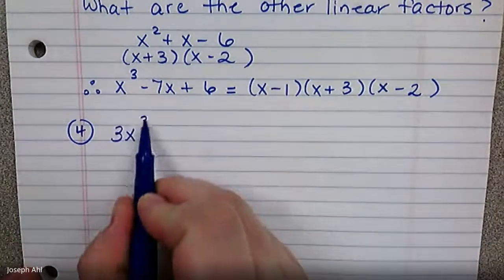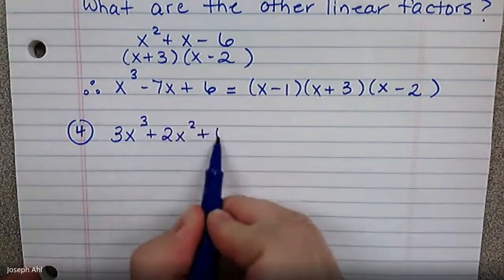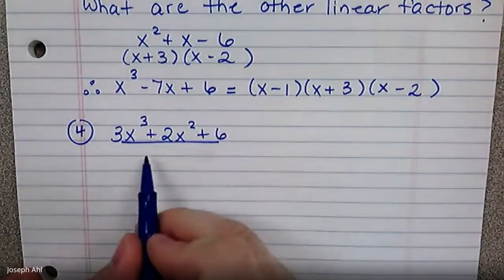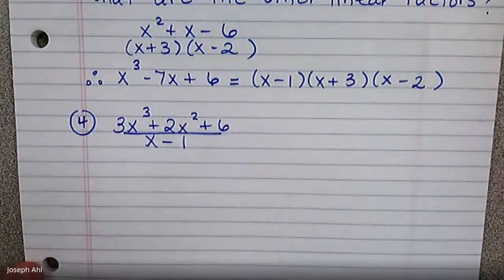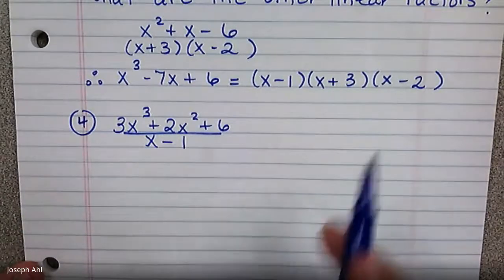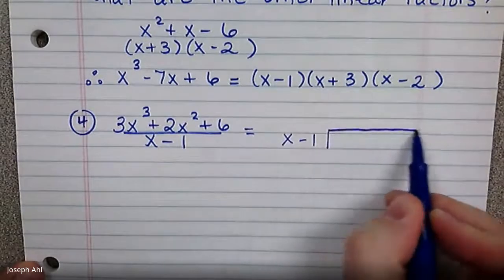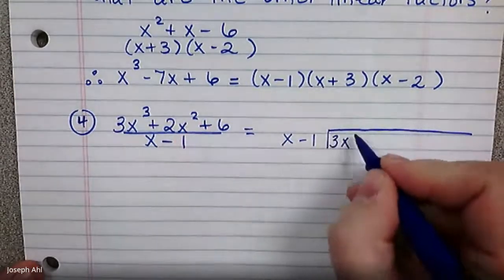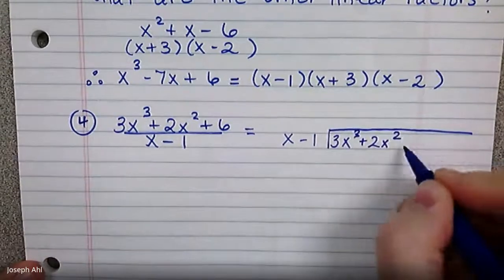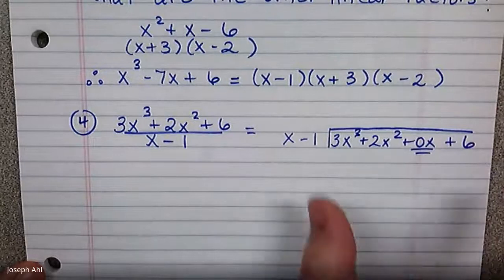Okay, so I want you to try one on your own. When you do the division, 3x cubed plus 2x squared plus 6, I want you to divide that by x minus 1 and determine, is x minus 1 a factor of this polynomial? Now remember, when you set up the long division for this one, I'm just going to give you a little bit of a hint that we are missing a term again. I'm missing the x term here. So you're going to do 3x cubed plus 2x squared, you need a 0x as a placeholder there, and then plus 6 at the end. Go ahead and try this.